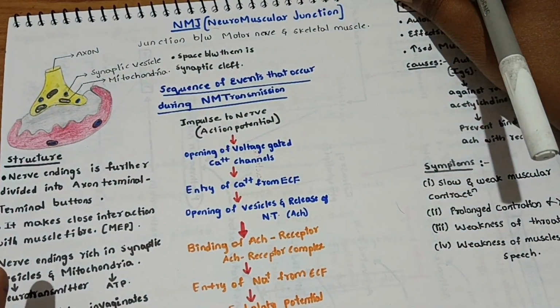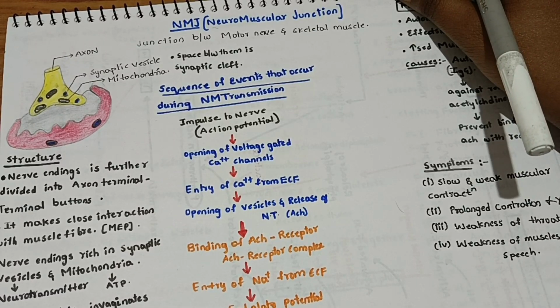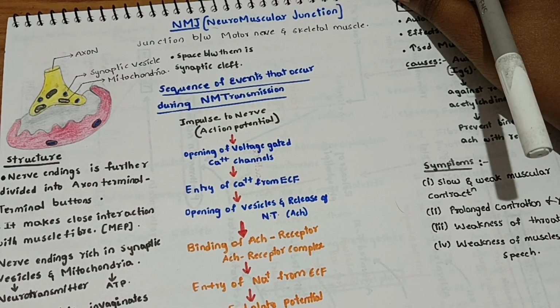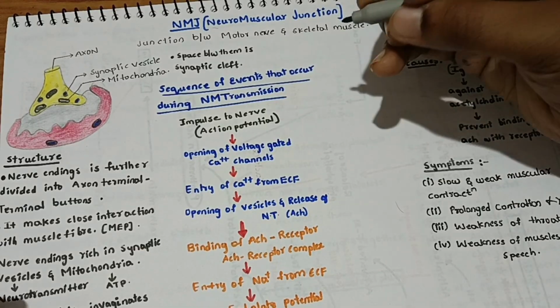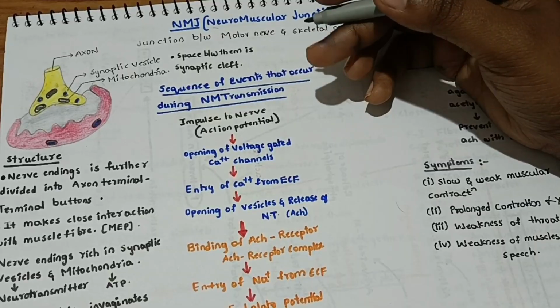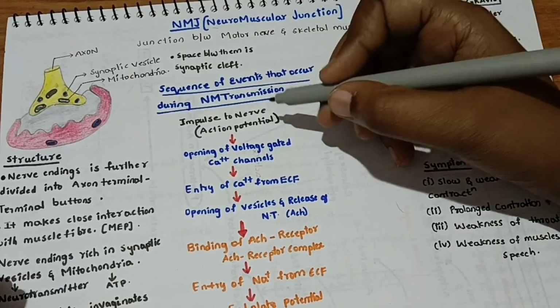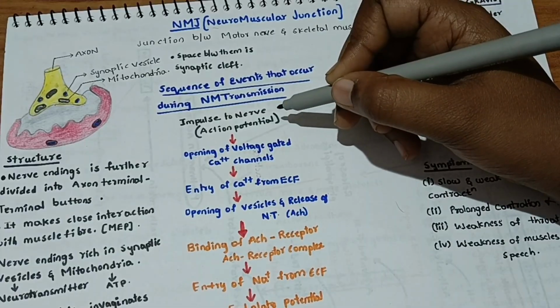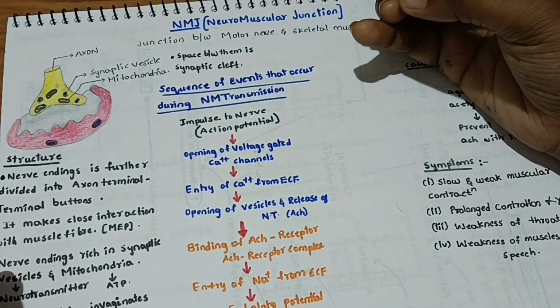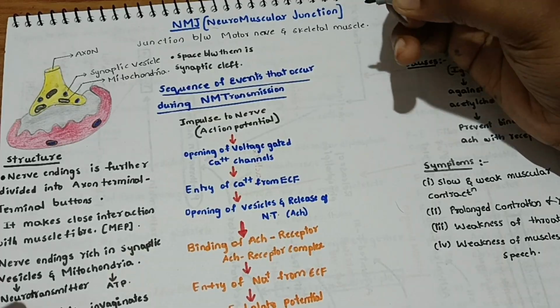Now let's see the sequence of events that occur during neuromuscular transmission at the neuromuscular junction. What happens when an impulse reaches the nerve? Any impulse, like pain or hotness, any information that comes to the nerve, will generate an action potential.